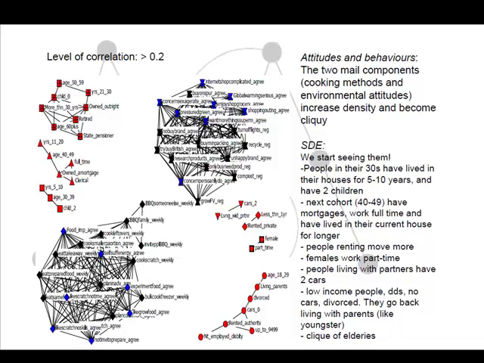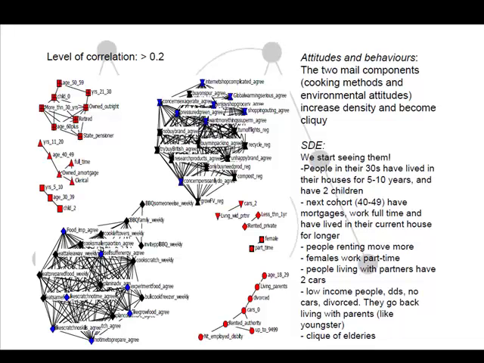At 0.2, we finally get some socio-demographic and socioeconomic variables in. So the two main components, cooking methods and environmental attitudes, increase the density. But now we have all these socio-demographic and socioeconomic variables. So we start to see them. We have a group of people in their 30s who have lived in their houses for 5 or 10 years, they have 2 children. The next cohort have mortgages, work full-time, have lived in the current house for longer. People renting tend to move more, females tend to work part-time, people living with partners have 2 cars.